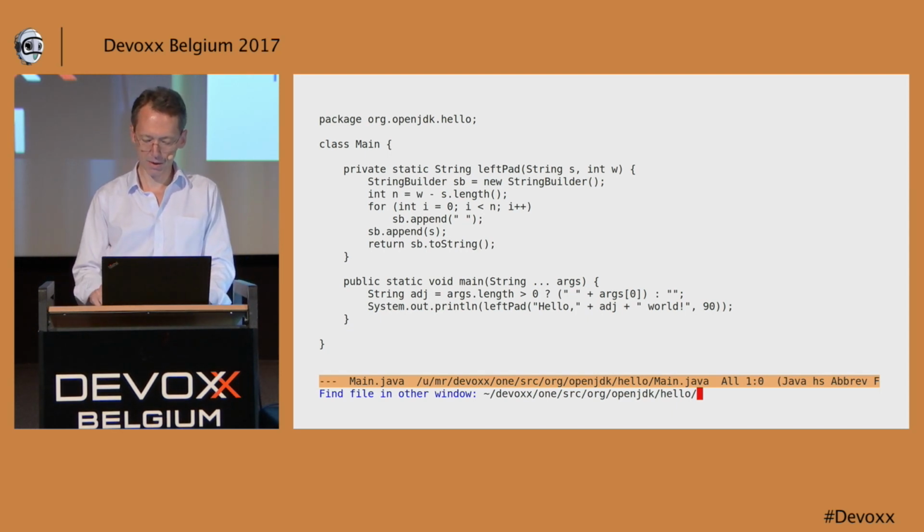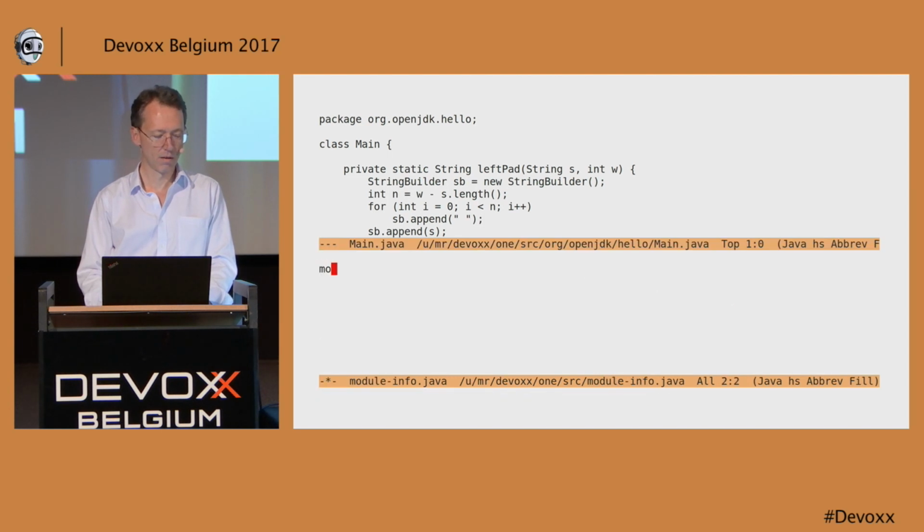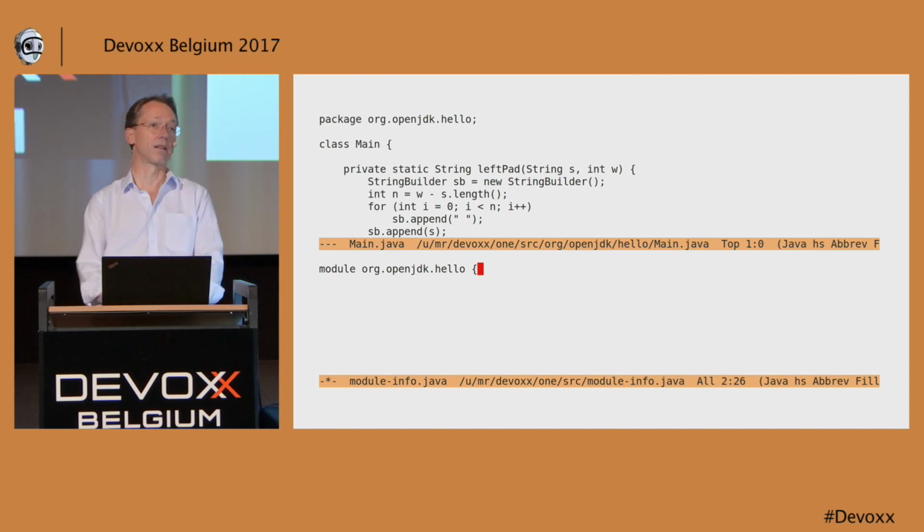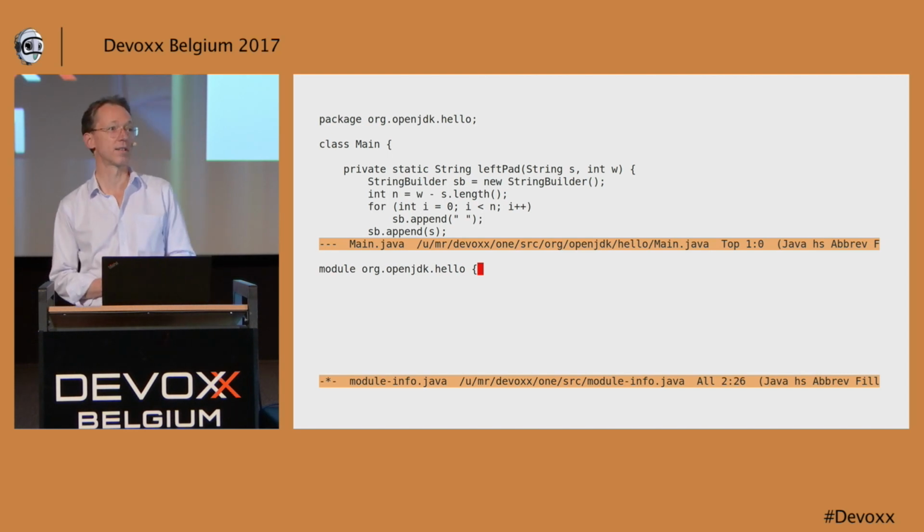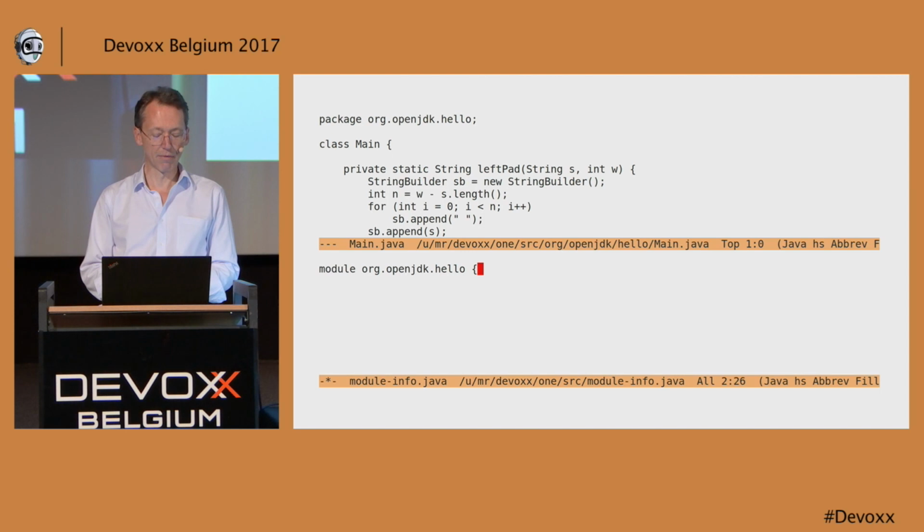I'll pop up. The module declarations go in the root, so they go in the source directory itself. They're always, by convention, in a file called module-info.java. I say module, I'm going to call this module the same name as the package. And module names by convention should also follow the reverse DNS convention. Otherwise, chaos will ensue.